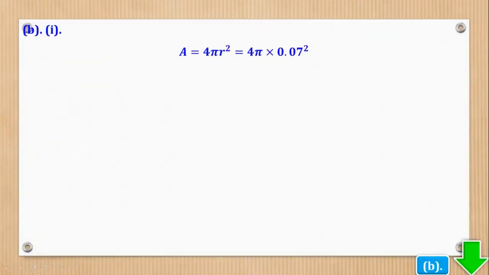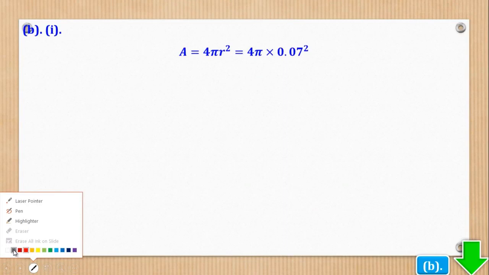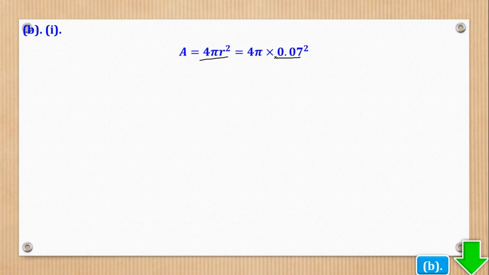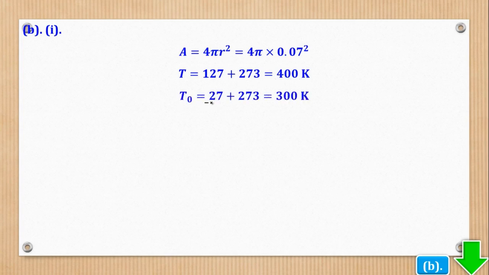Now the surface area of a sphere is 4 pi r squared. The radius was 7 centimeters, but has to be converted to meters. That is why you see here 0.07 as the radius. One temperature was 127 degrees Celsius, so it has to be converted to Kelvin. That's why you see here 400 Kelvin. Then the one of the wall was 27 degrees Celsius, converted to Kelvin to give you 300 Kelvin.